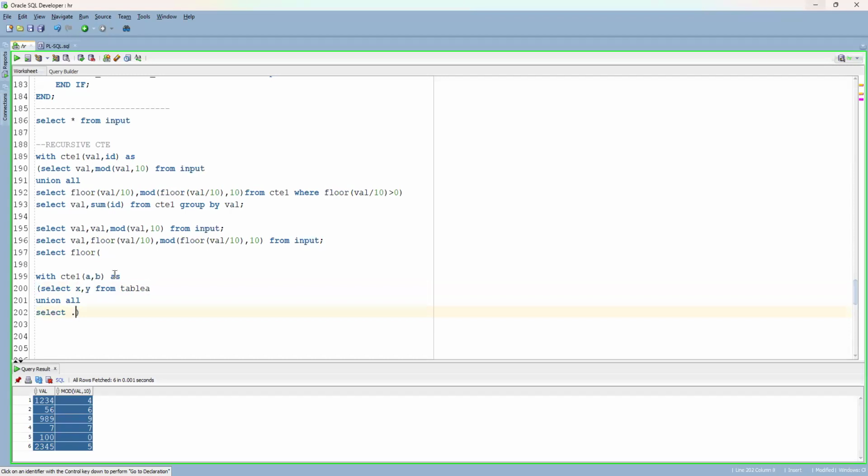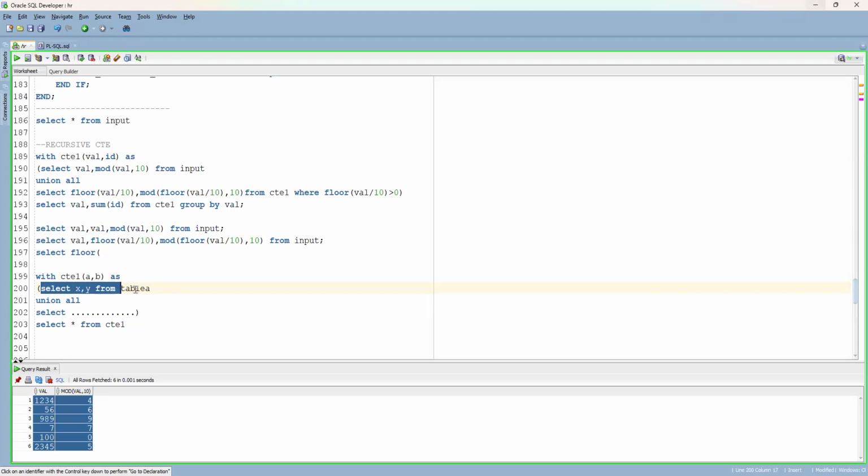There'll be some select query. Okay. This is the general format of a recursive CTE. Now, the meaning of this is, first of all, this query is executed. This can be table A, employee table, customer table, anything. And from this table, I'm extracting column X and column Y.